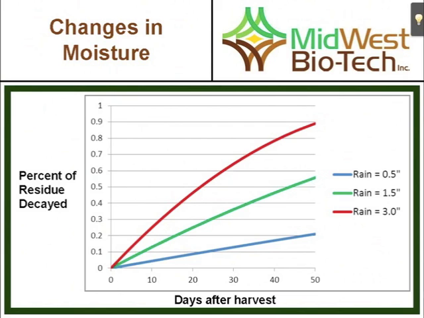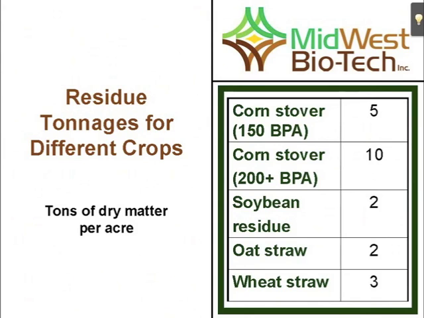More moisture, more better usually, but there is a limit to that as well. Second thing we want to talk about is how much residue is out there. The old standby we used to use for years when we were dealing with lower corn yields was about 5 tons per acre, but that's good for about 150 bushels of yield.